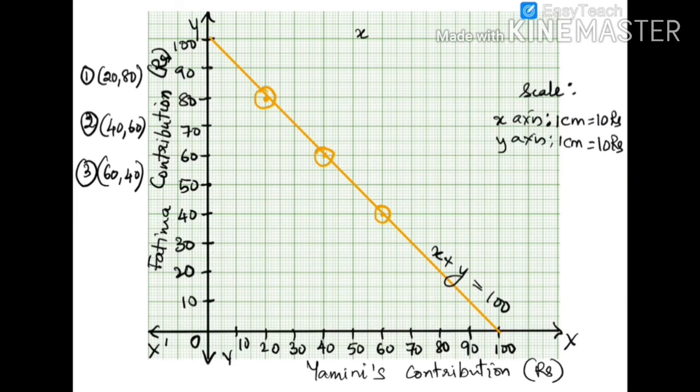Now the equation that we have is X plus Y equal to 100. If I write this equation as Y in terms of X, I get Y equal to minus X plus 100. Then the constant in this equation represents the distance of the point from the origin where the graph cuts the Y axis. So you can see on the graph this is 100, which is equal to the constant in this equation.